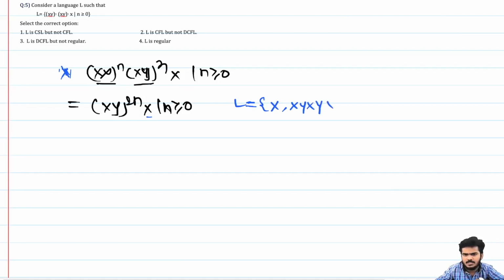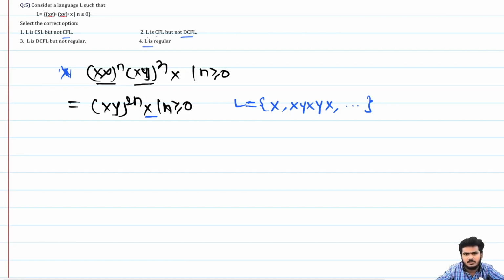Okay, this x is compulsory. Likewise we will get an infinite number of strings. So we have to choose the correct option. Option one: whether the given language L is CSL but not CFL. Again, L is CFL but not DCFL. The third option says that L is DCFL but not regular, and finally they have given that L is regular.